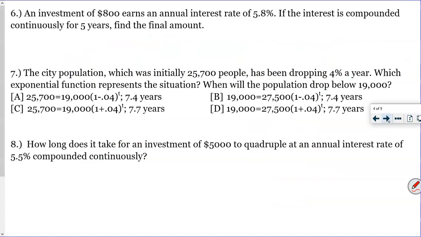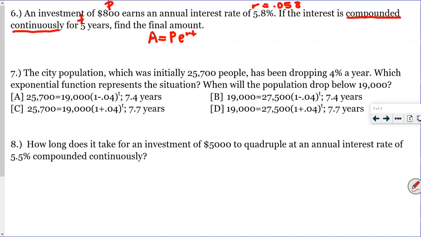All right, number 6 is an investment of $800 that earns an annual interest rate of 5.8%. If the interest is compounded continuously for 5 years, find the amount. Our formula here is A equals... compounded continuously is our key phrase here. So we know we're going to use P times e to the rate times time. Our rate is 0.058, because we move that decimal place 2 places to the left. This is going to be our t, and that's going to be our P.